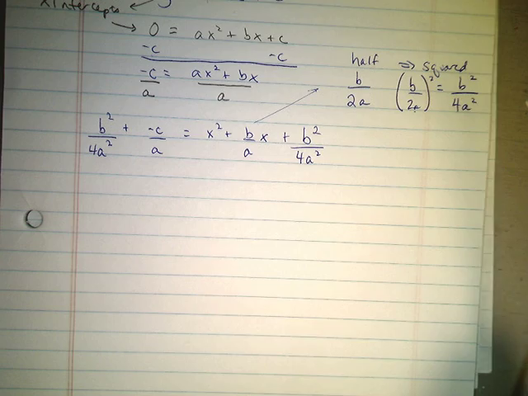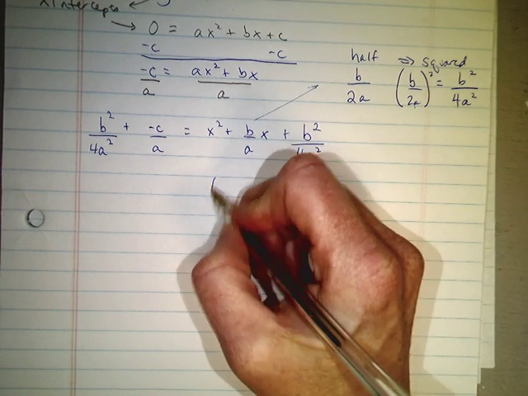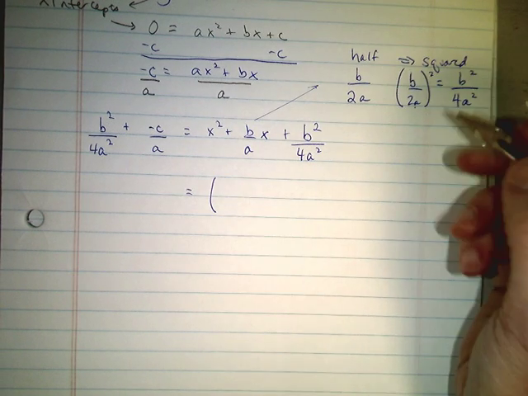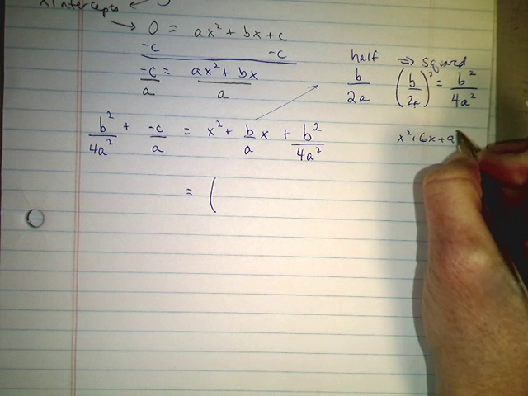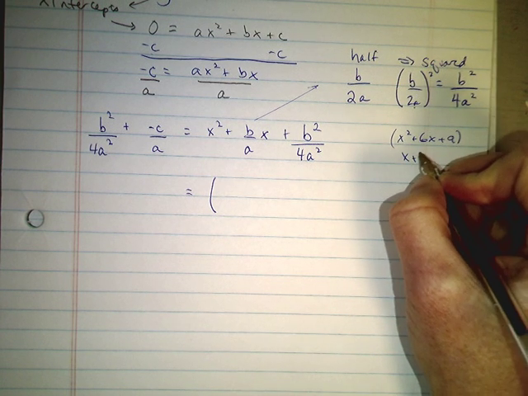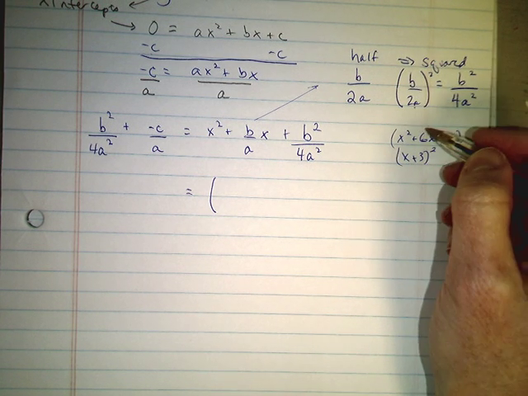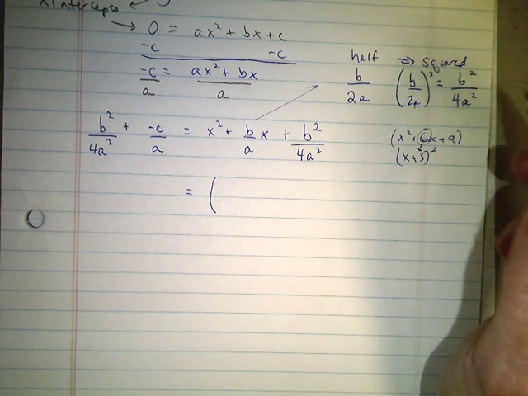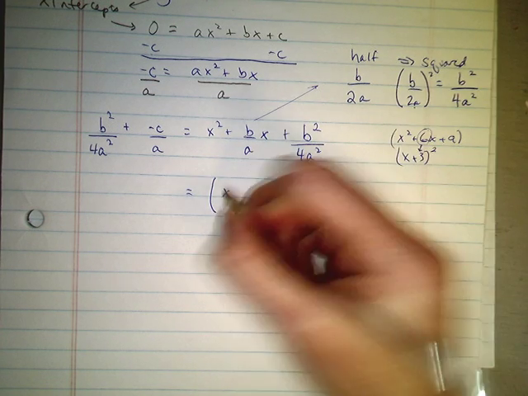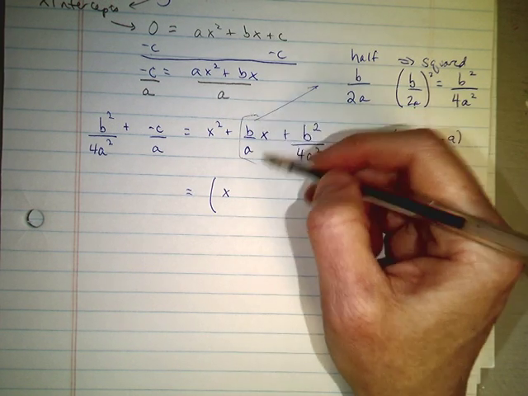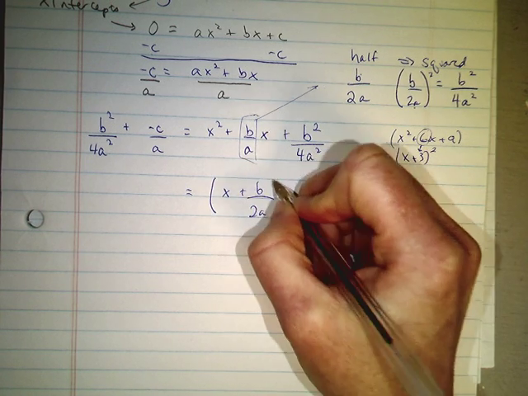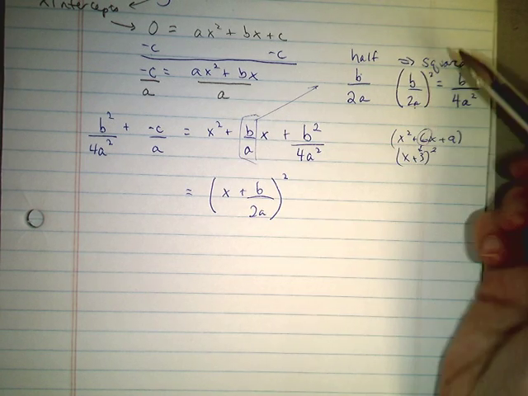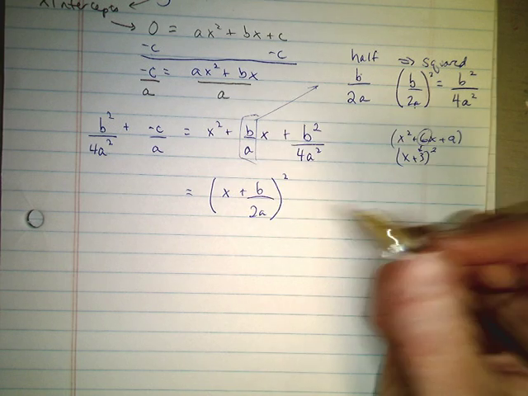What we're going to do is factor the right side of the equation. Just like before, I had x squared plus 6x plus 9, and that became x plus 3 quantity squared. I took half of this, and that was what was in my factored form. So I'm going to take half of this, which we already know is b over 2a. So b over 2a, quantity squared. It should seem just like this, just a little bit different.